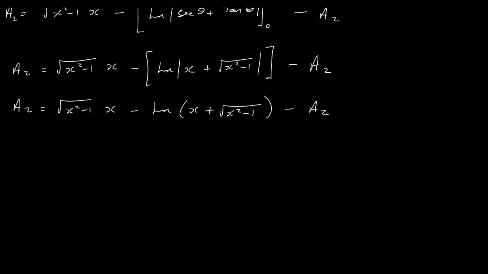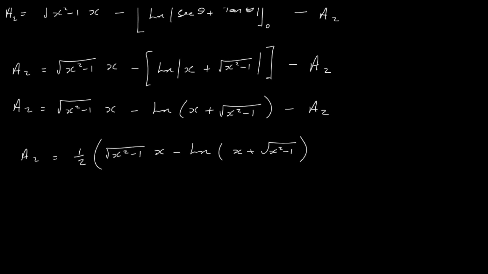minus a2. What you can do here, you can see you've got an a2 on the right hand side and a2 on the left hand side. So what I'm going to do is, if you bring this over to the other side, you get two a2's, and then divide across by that 2, you'll get area 2 is equal to a half of all of this here. Square root of x squared minus 1 times x minus log x plus the square root of x squared minus 1. And that's the end of our integration, if you like.